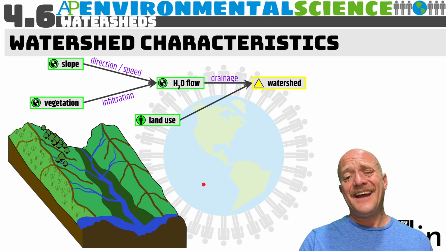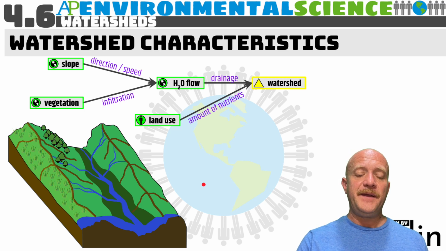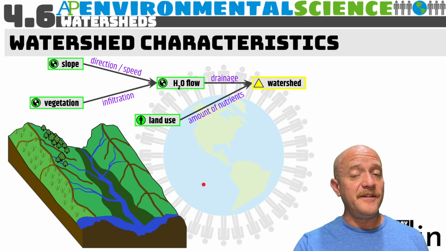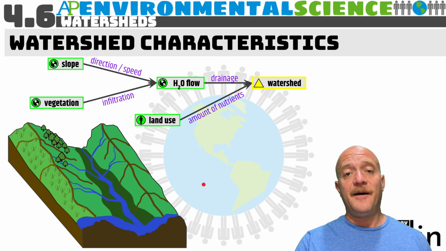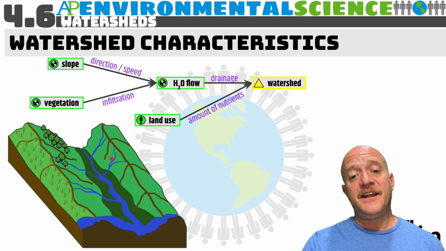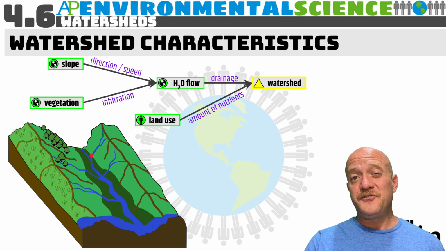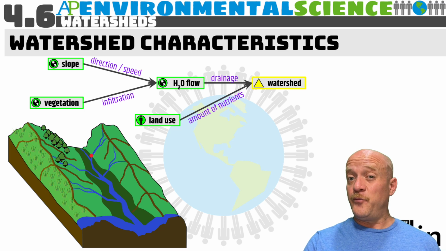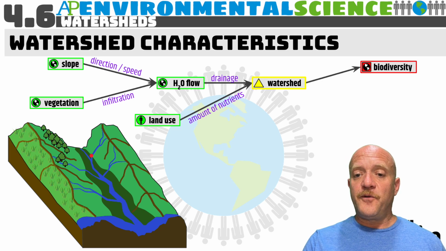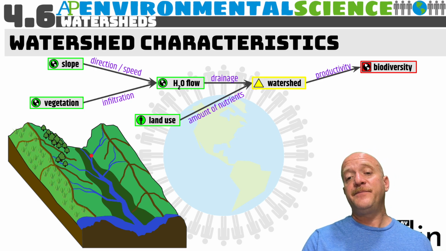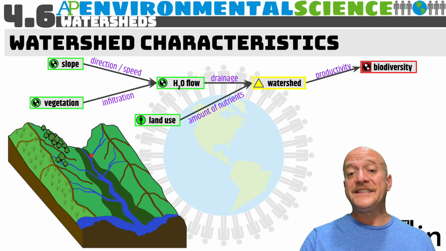Also, the use of the land is going to indicate that, because if, for example, there are agricultural opportunities in this watershed, there may be more nutrient runoff that is entering the body of water. So the watershed can impact biodiversity because of the productivity.